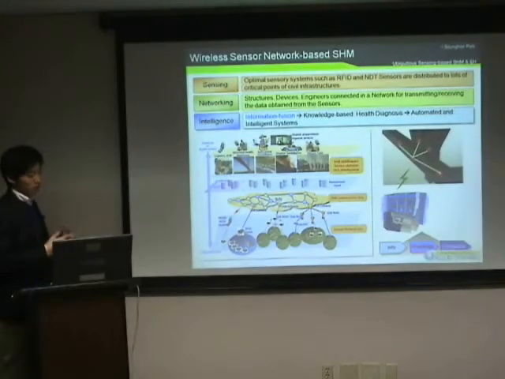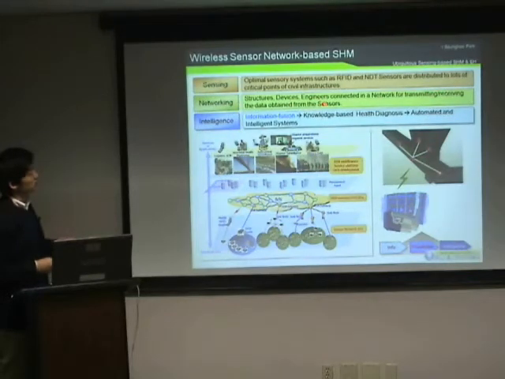Okay, nowadays we are developing a wireless sensor network-based SHM in a ubiquitous computing environment. These are three important factors: sensing technology, network system, and intelligence functions. As for the sensing technology, optimal sensor systems such as RFID NDT sensors are distributed at a lot of critical points of civil infrastructures. Then the networking system is important.